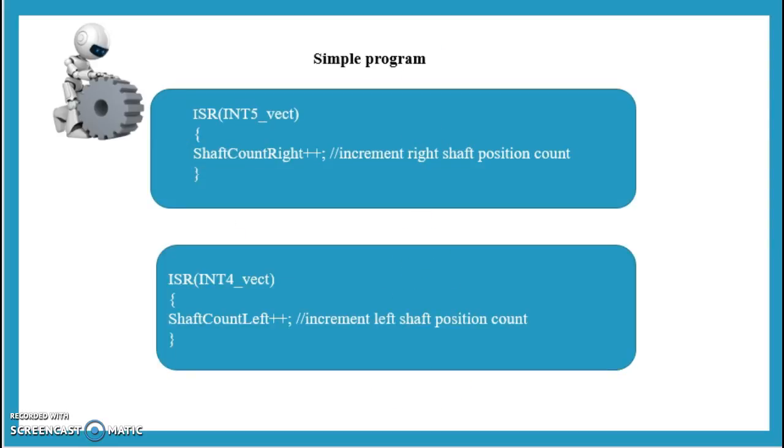Here are the simple programs. In Firebird V ATmega2560, we are using pin number 5, that is INT5, for the external interrupt for the right motor position encoder, and pin number 4, that is INT4, for the external interrupt for the left motor position encoder.